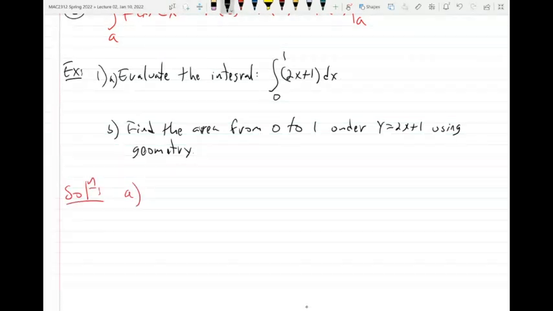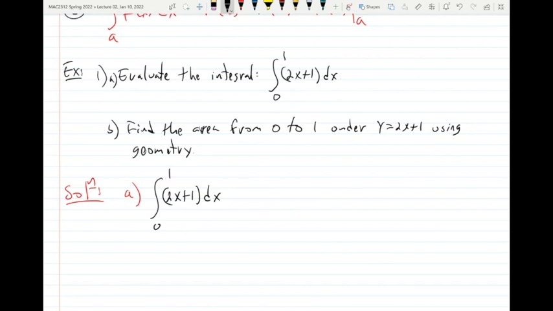So for part A, we want to calculate the integral from 0 to 1 of 2x plus 1 dx. Instead of writing the big limit and having to deal with that, which in this case is not that bad because this is linear, we can pretty easily do this using the fundamental theorem of calculus. All we have to do is find an antiderivative of this, and then evaluate at the endpoints. So who can tell me, what's an antiderivative of 2x plus 1? x squared plus x.